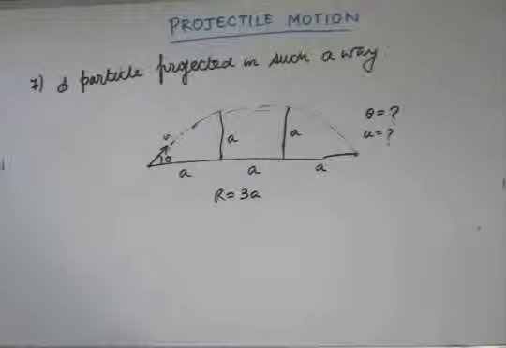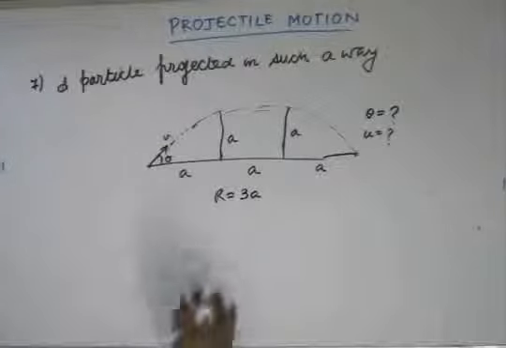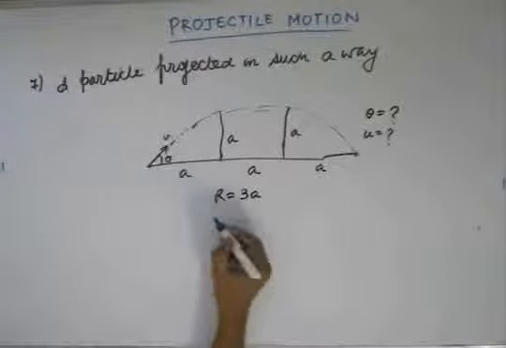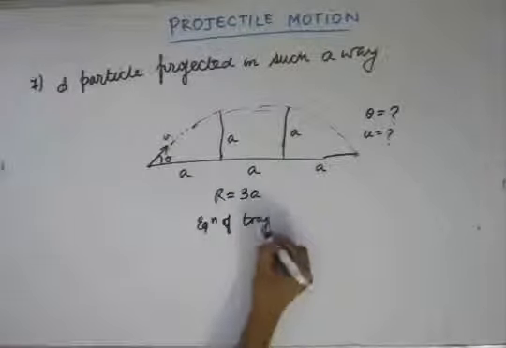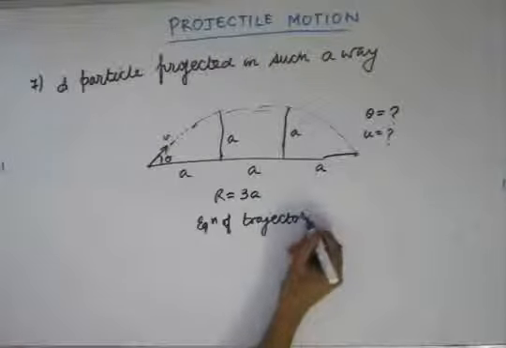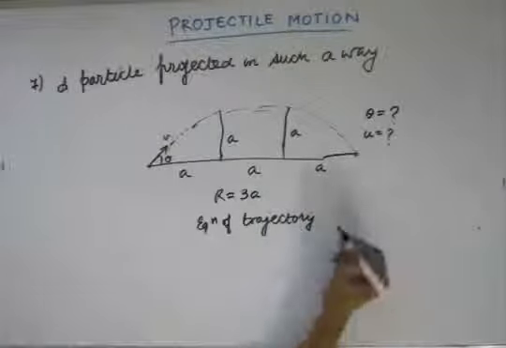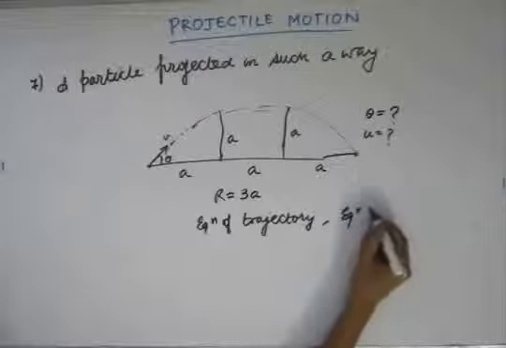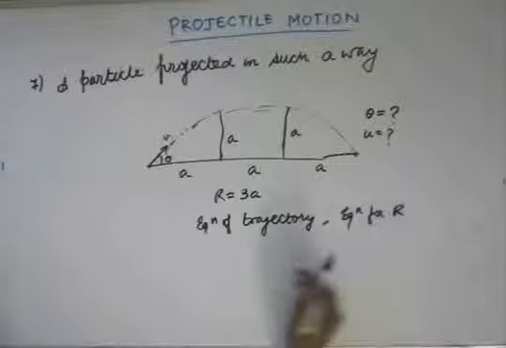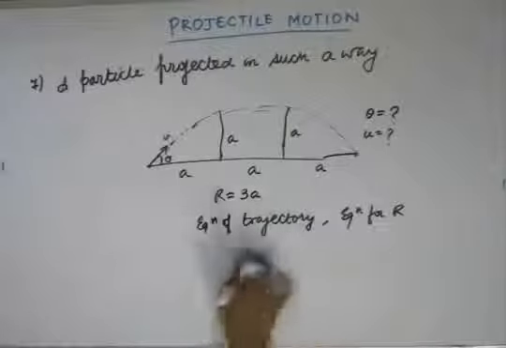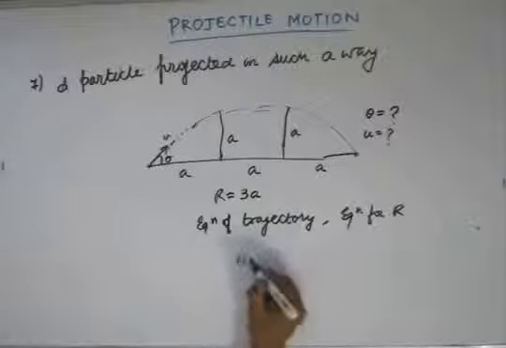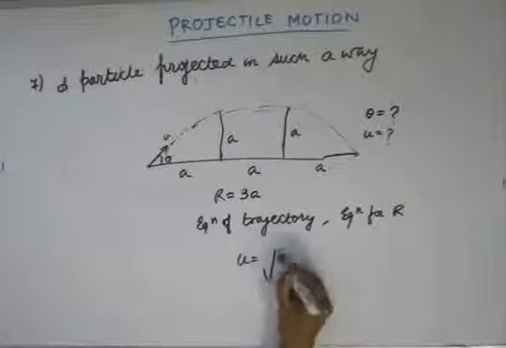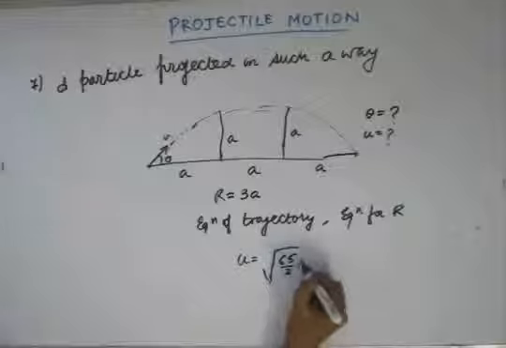Now I'll just give a hint to this problem and you try solving this on your own. Now to solve this problem you need to know the equation of trajectory again, and the equation for range. That's it. If you know these two things, you will be able to solve this problem. The answer to this problem is u equals root 65 by 2a.